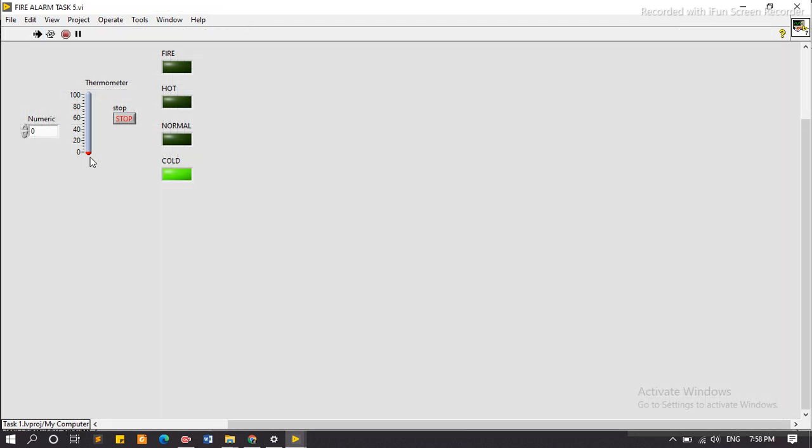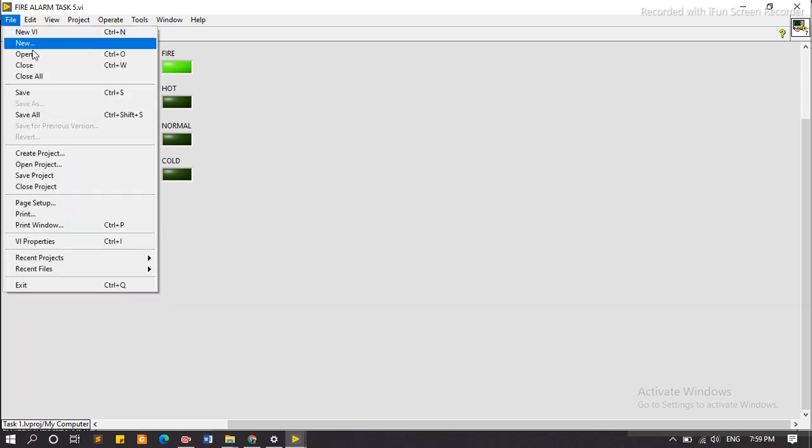We can see that at 0 temperature it shows cold, and slowly it rises. When it crosses 20, the normal temperature will be on, and when it crosses 32, the hot indicator will be on, and when it crosses 49, it shows fire. Now we move to the next task.